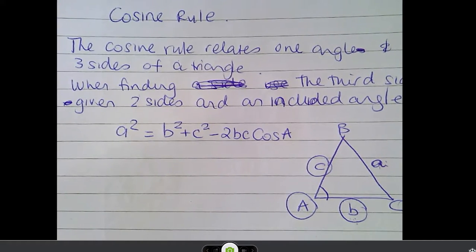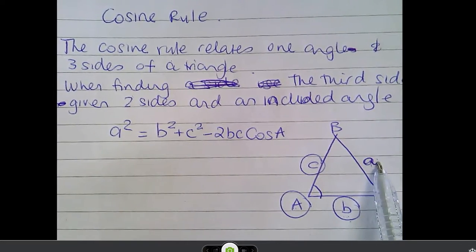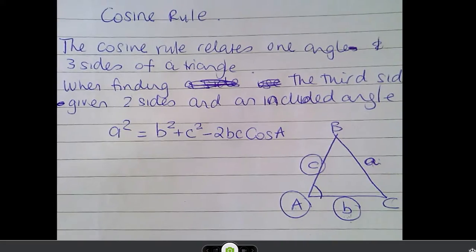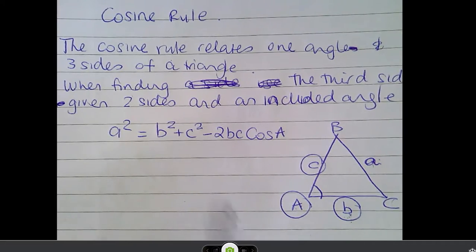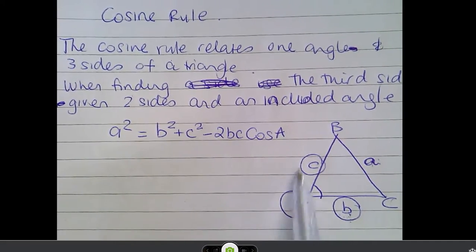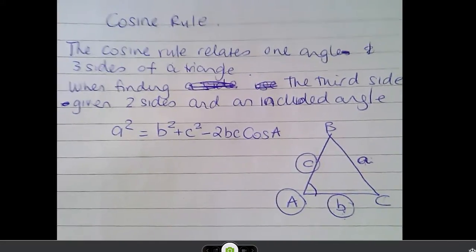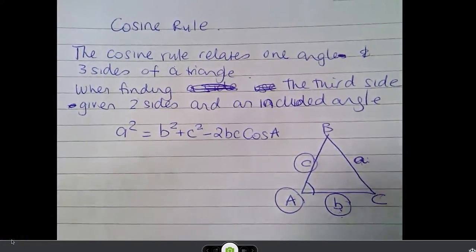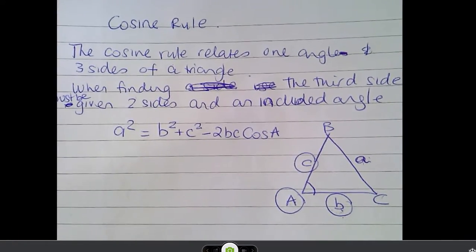That is called two sides and the included angle. Those two sides, the included angle is the angle between them. So if you want a side length, like side a, you need the other two sides and the angle in between them, not the other two sides and some other angle. Can you see you need little b, little c, and capital A. Capital A happens to be located between little b and little c. Does that make sense? So, girls, when finding the third side using the cosine rule, you must be given two sides and an included angle.